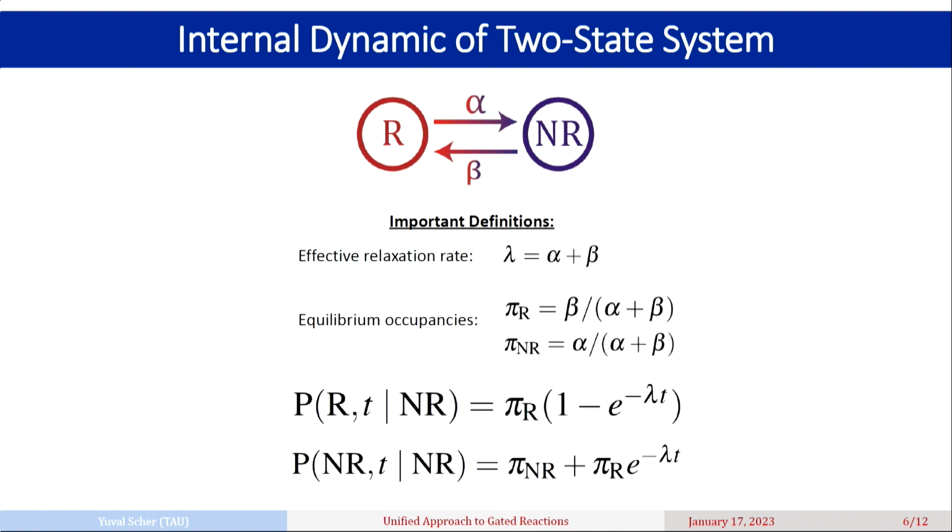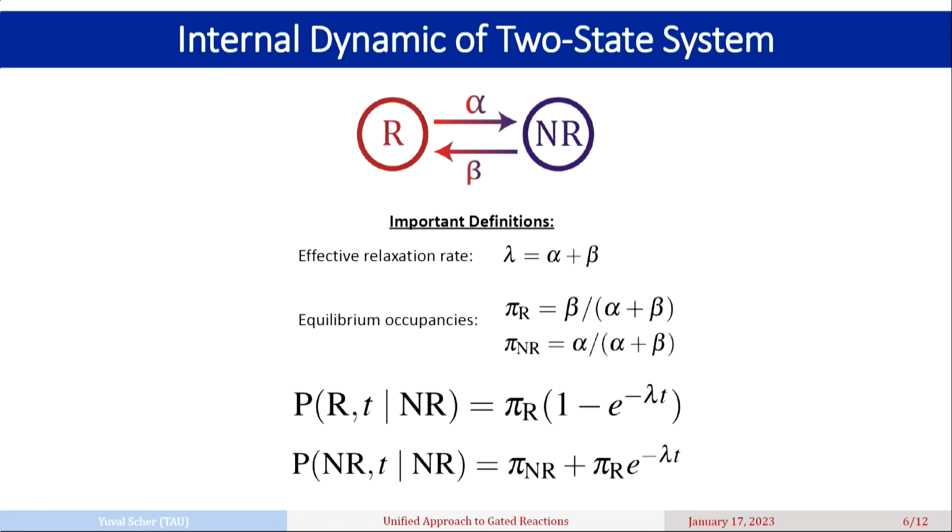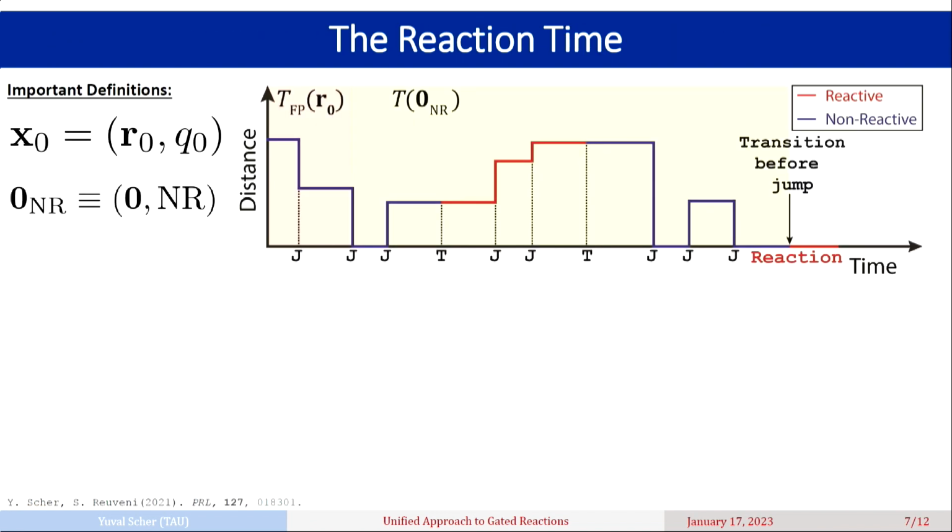And the only quantities that are of interest to us are the internal dynamics propagators, or just the conditional probabilities. If you started in the beginning in the non-reactive state, after time t, what is the probability that you will be reactive or non-reactive? All of these four combinations. So once we have this, we are good to go. And we now tailor it with the spatial process. So how do we do it?